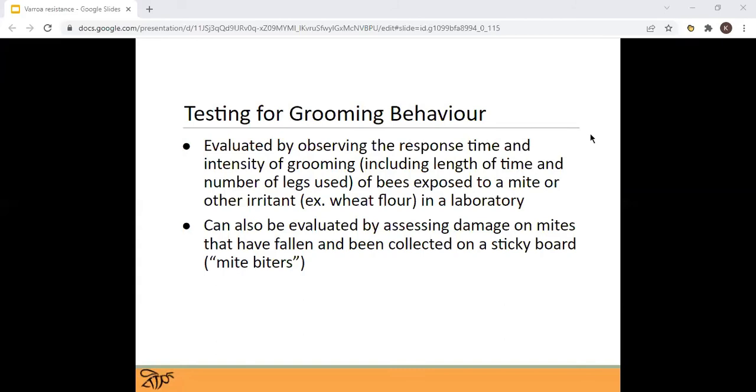The other way that you can assess grooming behavior is by collecting sticky boards. So, doing just a standard mite drop and then taking a closer look at the mites that drop onto sticky boards and seeing if they're damaged or not. Of course, sometimes it can be tricky to tell if a mite was actually damaged by a bee, or just by falling down to the bottom board, or by being damaged by a bee taking it out of a cell. So it's a little complicated that way, but it has been shown that you can tell grooming behavior based on an increased proportion of damage to mites on sticky boards.